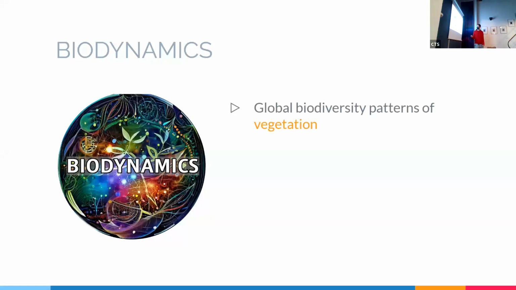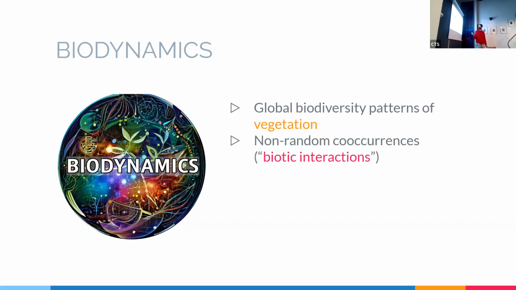So the project is looking at, again, a global biodiversity pattern of vegetation, because this is what I like to do, and this is my expertise. But specifically, I will be looking at non-random occurrences, meaning I will look if taxa occupy the same space less randomly than we would expect, right?